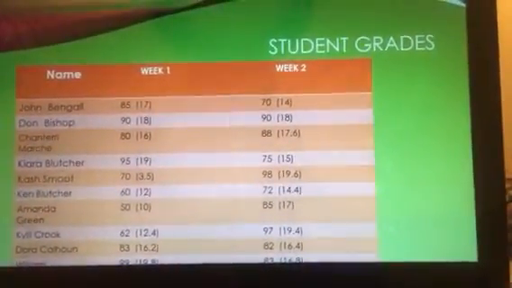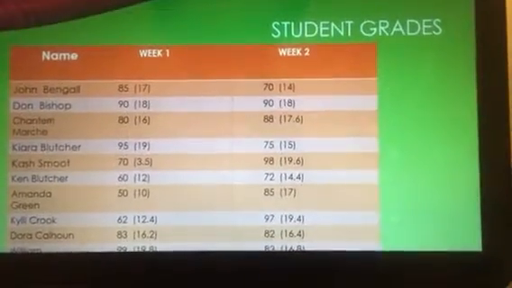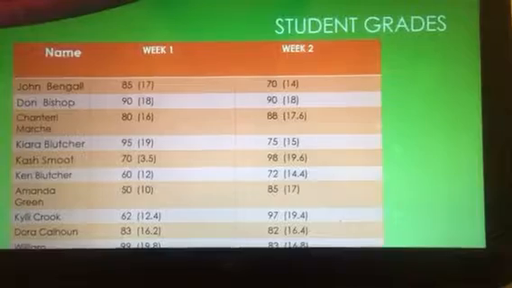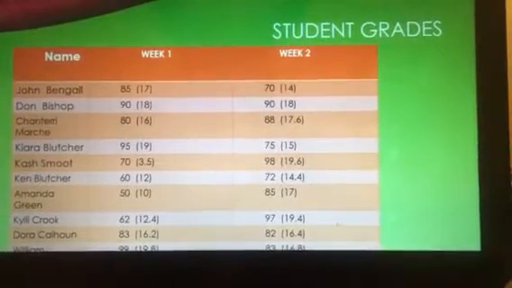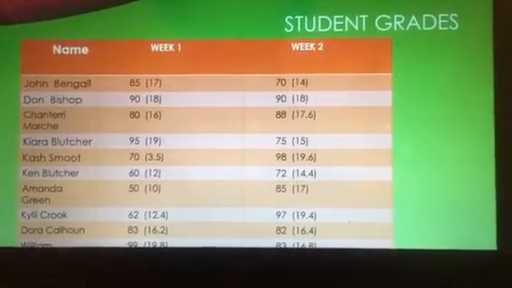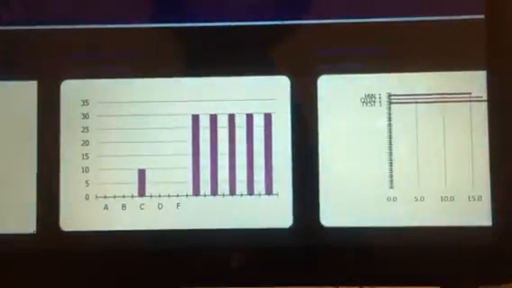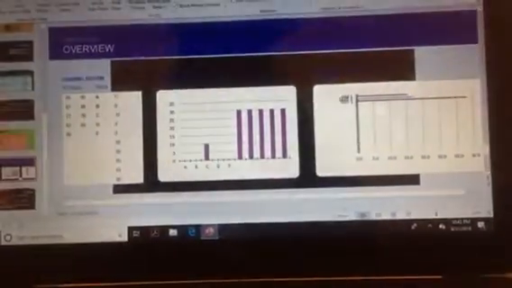Here are my student grades. On the right side of the column are the points that they earned per week. On the left side of each column are each student's grades. Here is my Excel worksheet, which is basically the student grade book. I will go back to show you exactly how we do this.